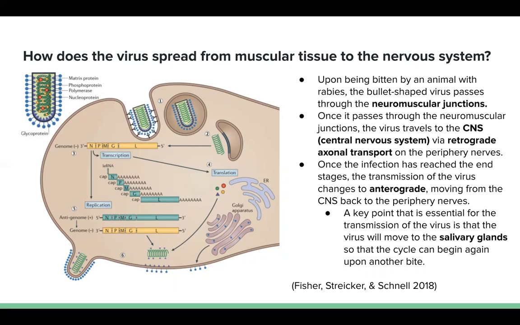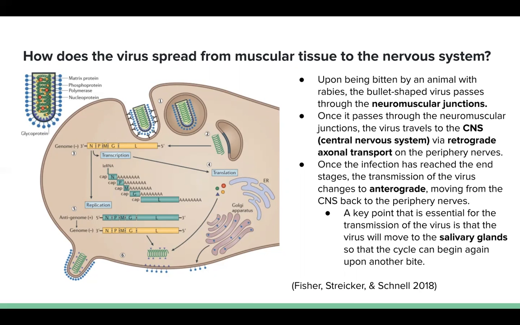The image on this slide is also from Fisher, Stryker, and Schnell's article, and it is a quick overview of how the rabies virus is replicated. Upon entry of a cell, the virus releases a genome that is then transcribed by the cell. Upon transcription, the genome is encapsulated into a protein via translation and is then released out of the cell for further infection.